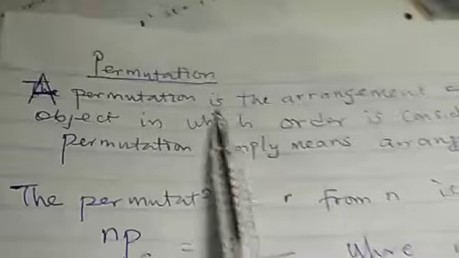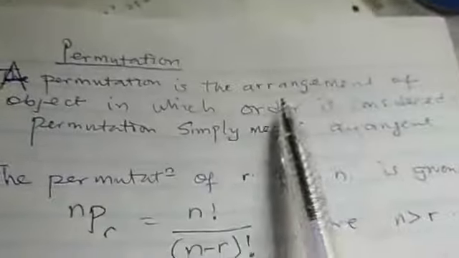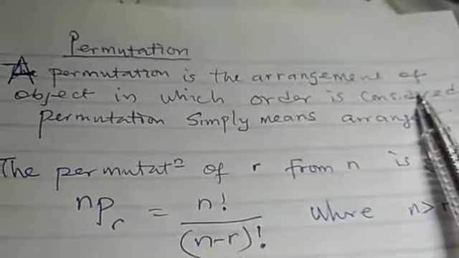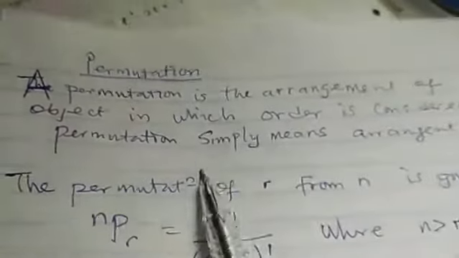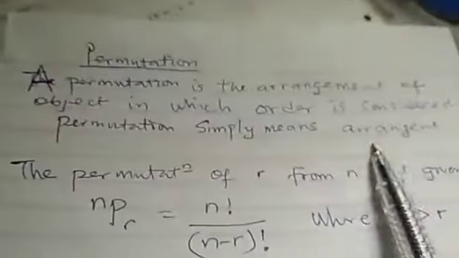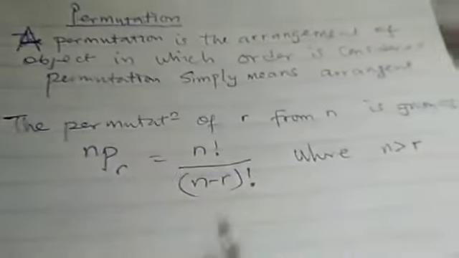Now, all these arrangements here, this is what we call permutation. As I'm rearranging these things in a certain order, we call it permutation. The definition: a permutation is the arrangement of objects in which order is considered. So permutation simply means arrangement. We say it's the arrangement of objects for which order is considered.